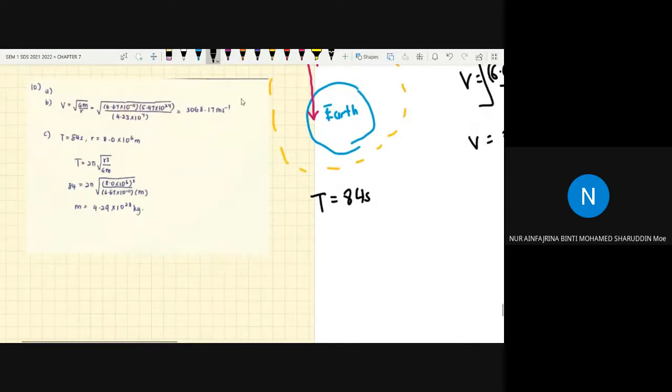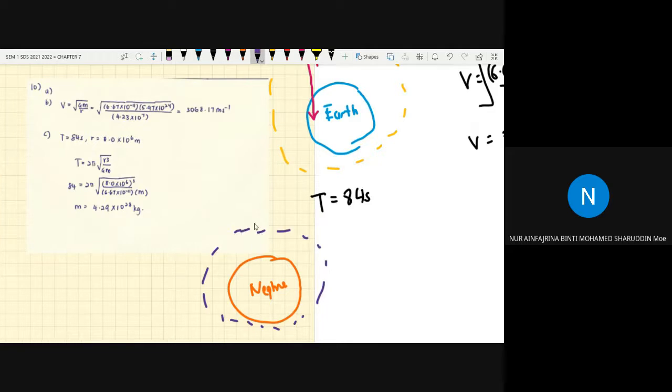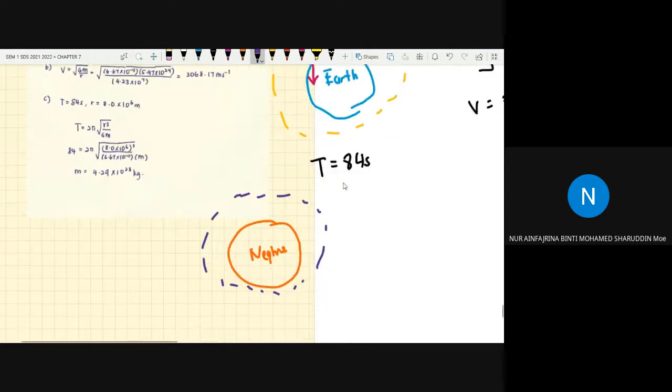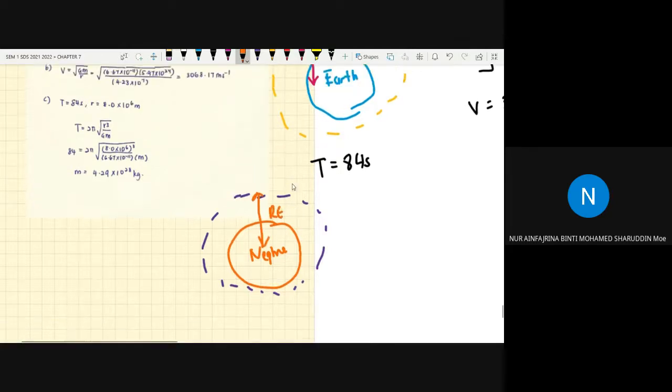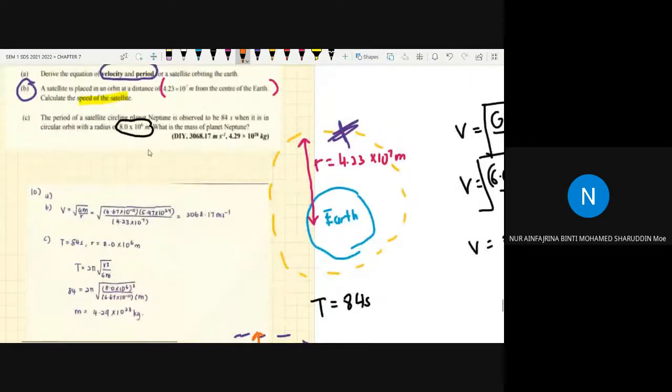For example lah kan, ini Neptune awak. Planet Neptune. And then dia ada orbit. Okay, this is your orbit lah for example. Okay, Miss lukis tak betul ni. Okay, dan selepas itu dia dah cakap dah awak punya radius of orbit. Okay, radius of orbit dia dah bagi tahu iaitu 8 times 10 to the power of 6 meter.